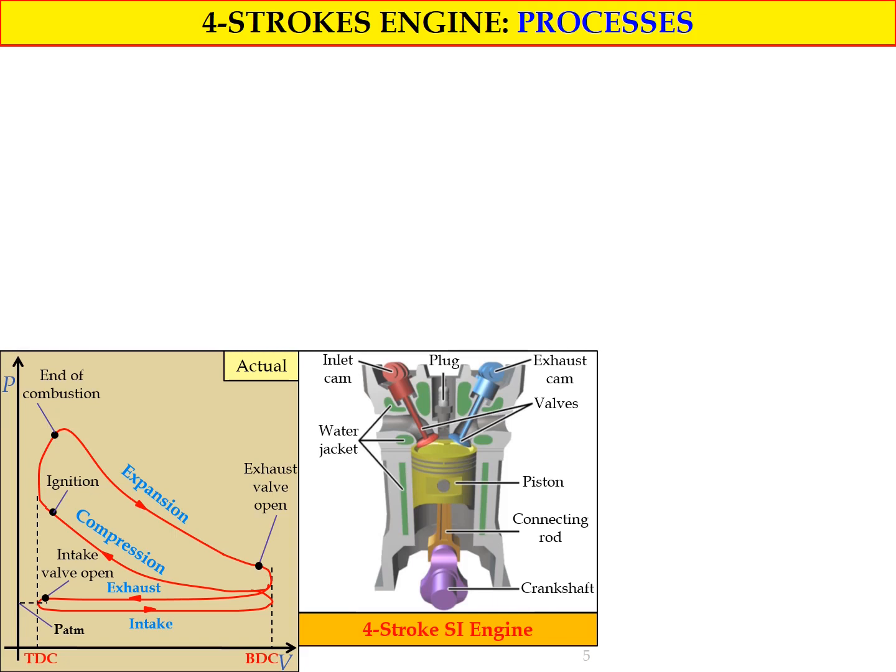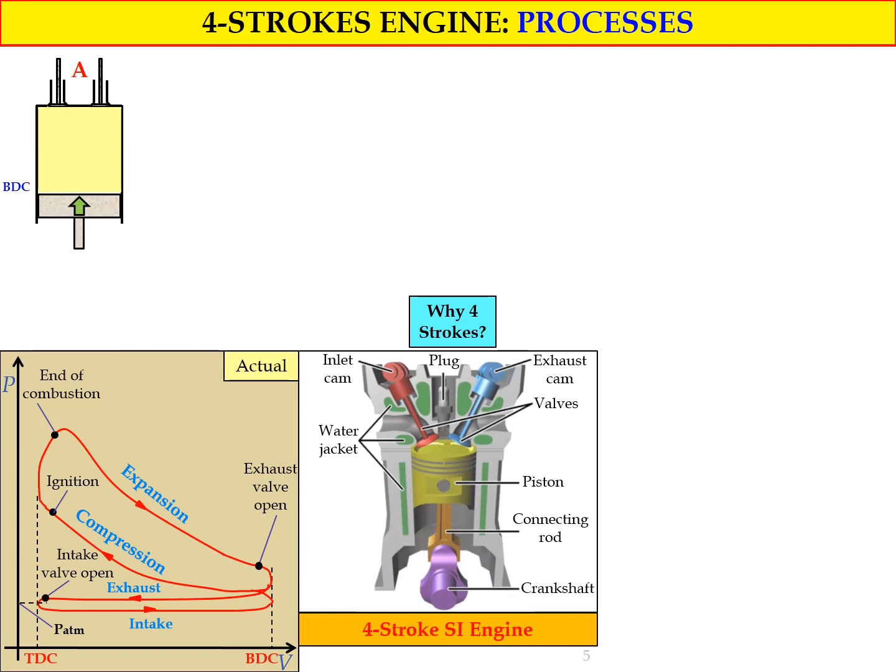So now if we look again at the processes involved in the four-stroke engine, let's say we want to know why we call this engine a four-stroke engine. Okay, so now we look at figure A. In figure A, the piston is at BDC and the substance inside the cylinder is the fuel plus air mixture, represented by the yellow area.